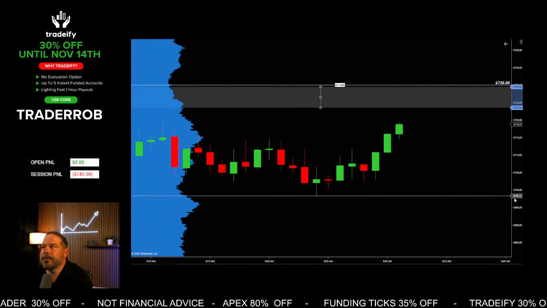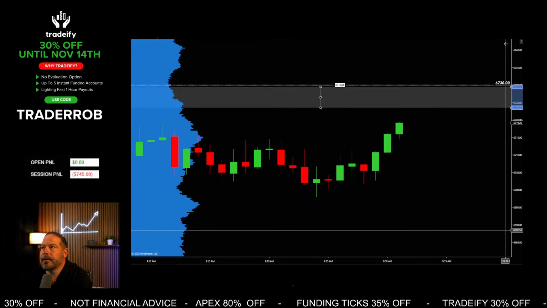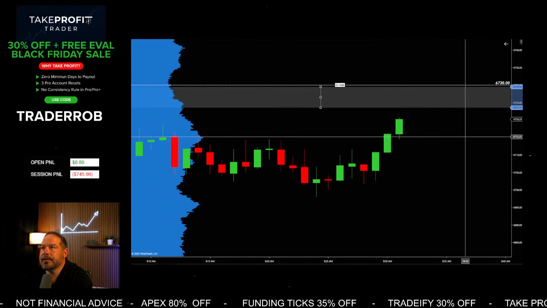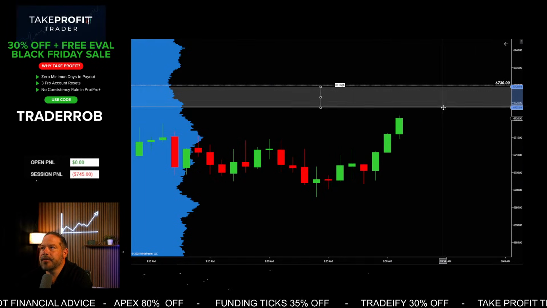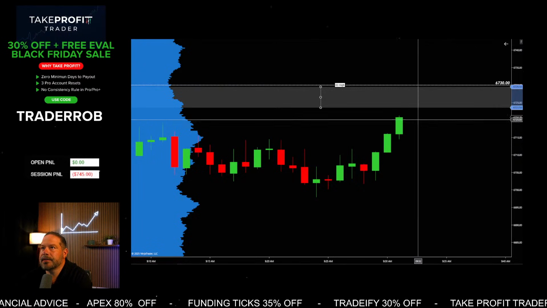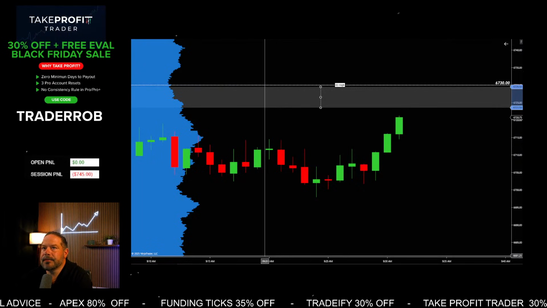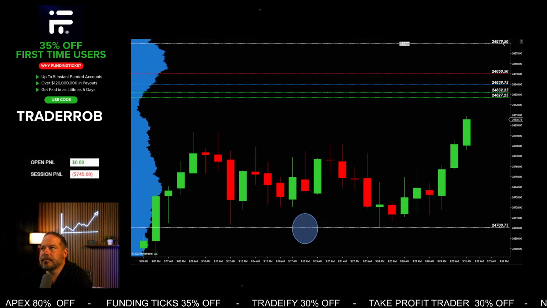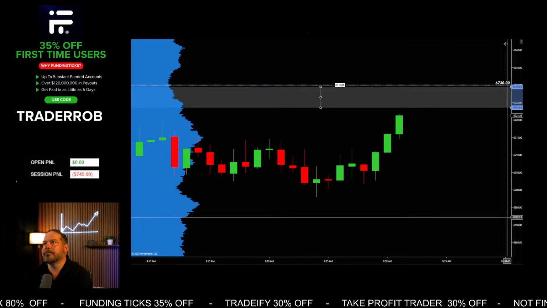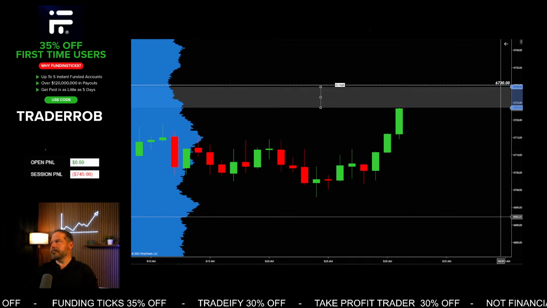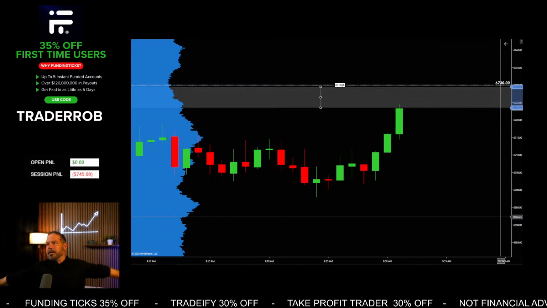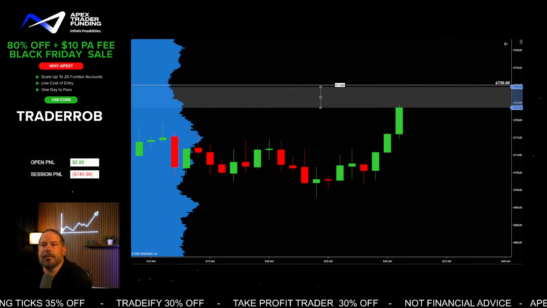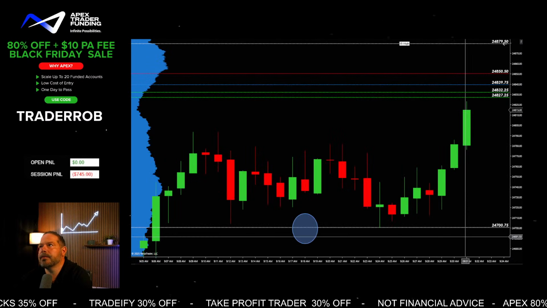Very curious what the ES does here. The 67.23 is my reactionary area. Entry right around that 23, 24 area. All right, there was the tap. Now let's see what it does from there. And the Q's getting close.